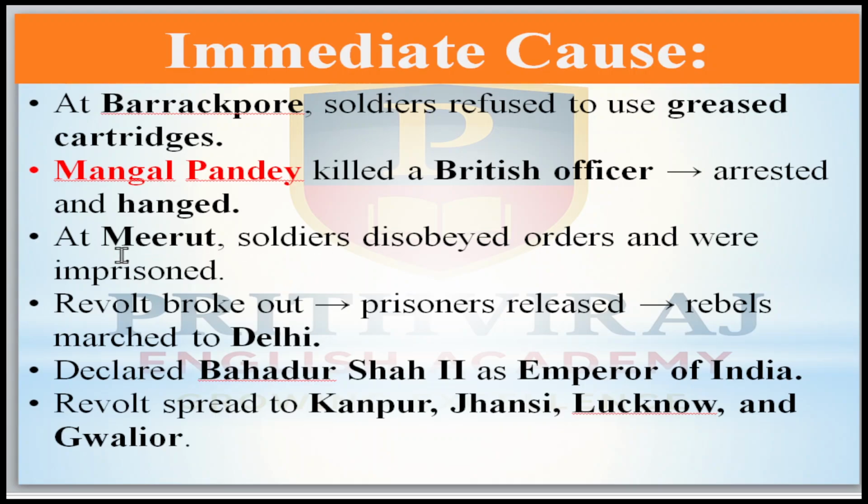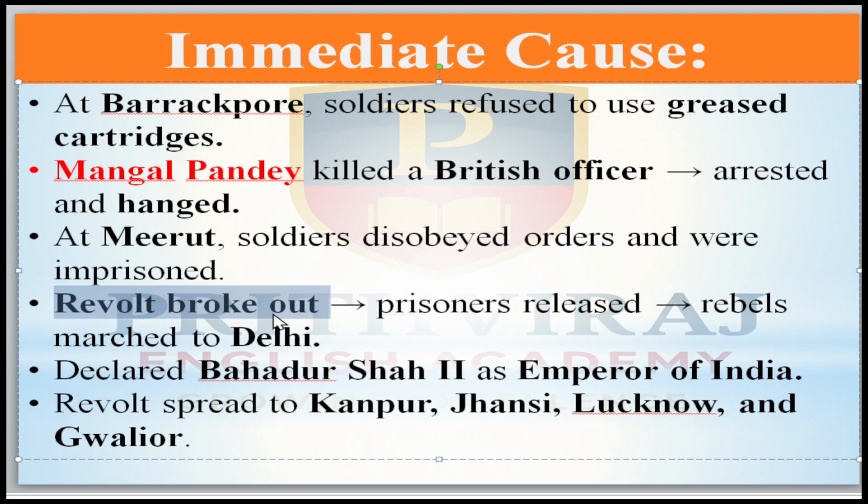After that, at Meerut, soldiers disobeyed orders and were imprisoned. Whatever the orders were, the soldiers at Meerut also did not use them, so they were imprisoned. The revolt broke out. Prisoners, our Indians who were kept in jail, were released by the Indian rebels, and the rebels marched towards New Delhi. Once they reached New Delhi, they declared Bahadur Shah II the emperor of India.